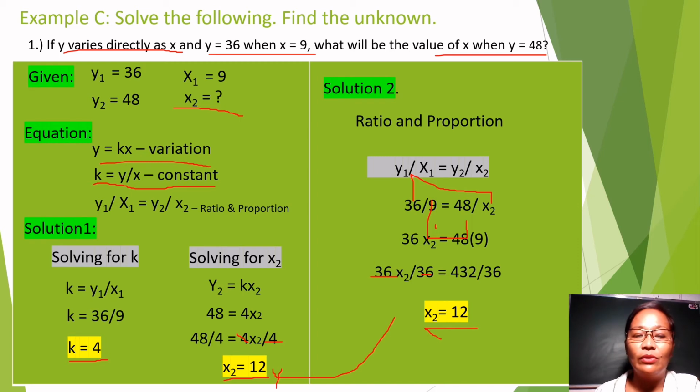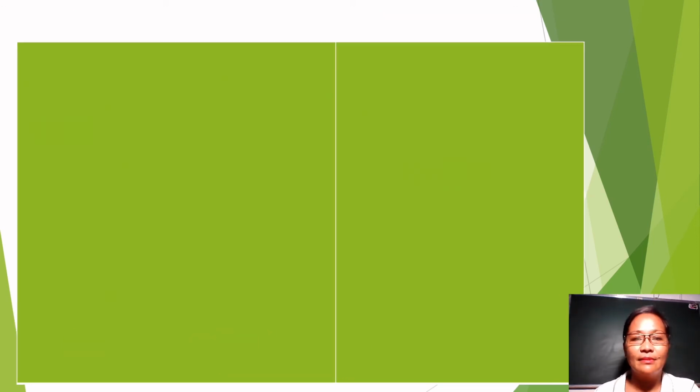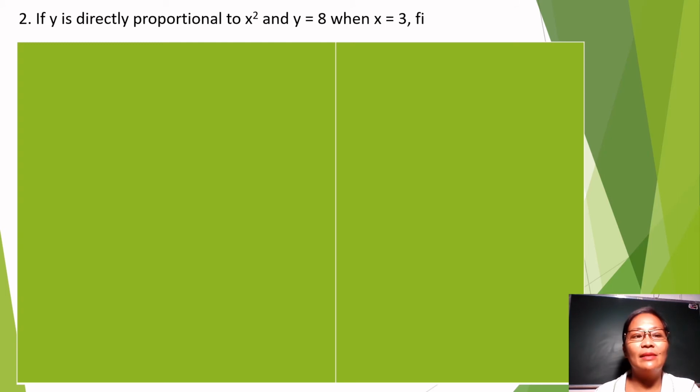So either of the two, you can use it to answer this problem. But of course, since we're talking about variation, you can use the variation. But if the teacher told you to use the same solution, then you can use it. Okay, next. For our example number 2, if y is directly proportional to x squared and y is equal to 8 when x is equal to 3, find y when x is equal to 5. First, we need to find the given.